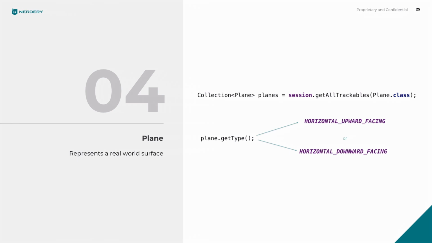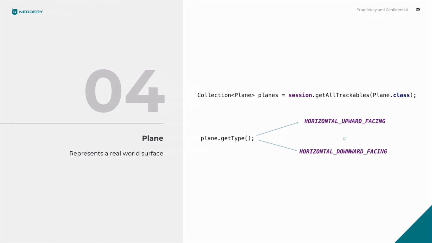With the session alone, you can already get planes. So you ask the session, hey, give me all your trackables. There are two different kinds of trackables right now in ARCore. First is planes, the other are points. Planes are the more interesting of the two. This is exactly what it sounds like, a representation of a 2D surface in the real world.